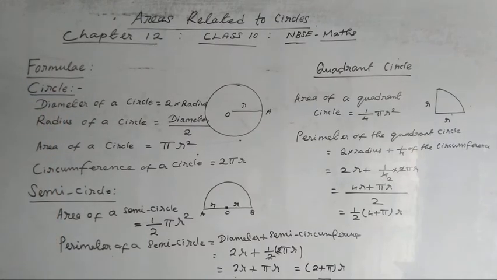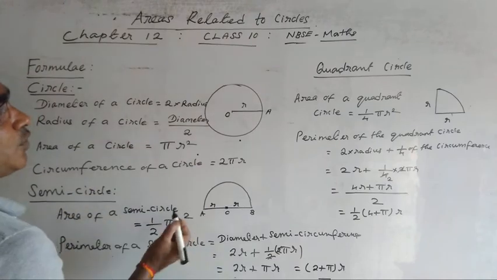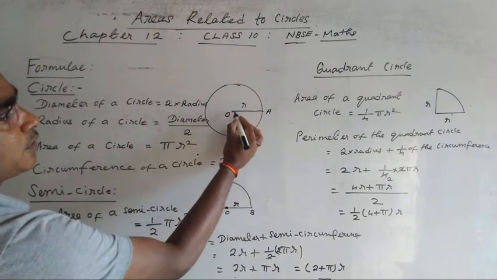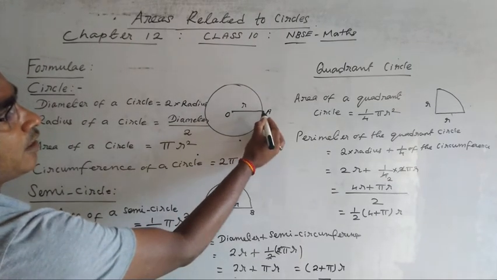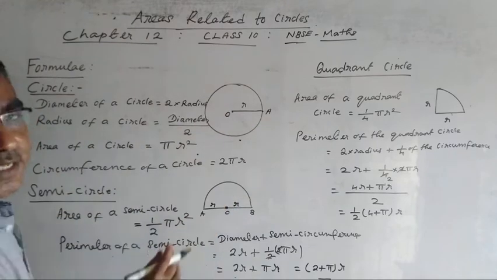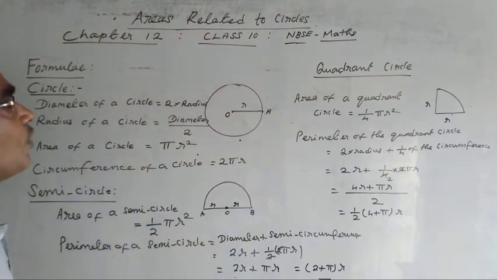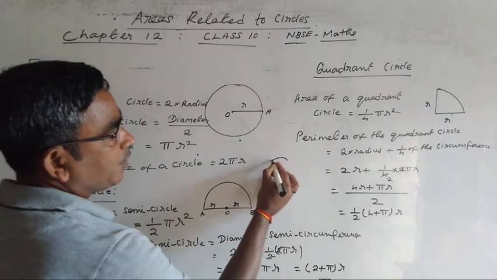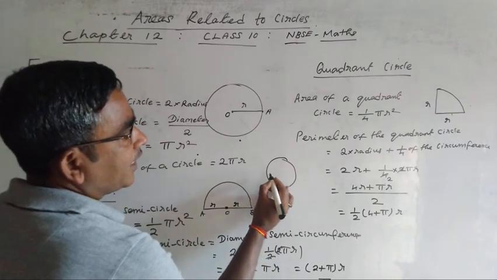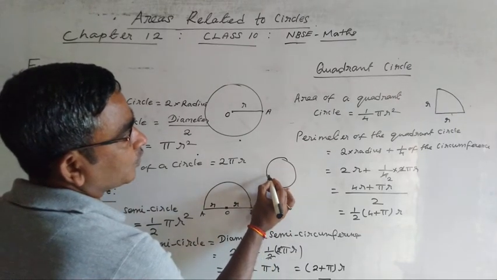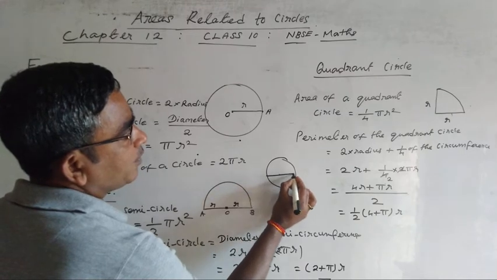First of all, circle. You know what a circle is, right? It is the center of the circle. Any point on the circle, the line joining that point to the center is called the radius. What is the diameter? Diameter is a line segment passing through the center whose endpoints are on the circle. This is the diameter.